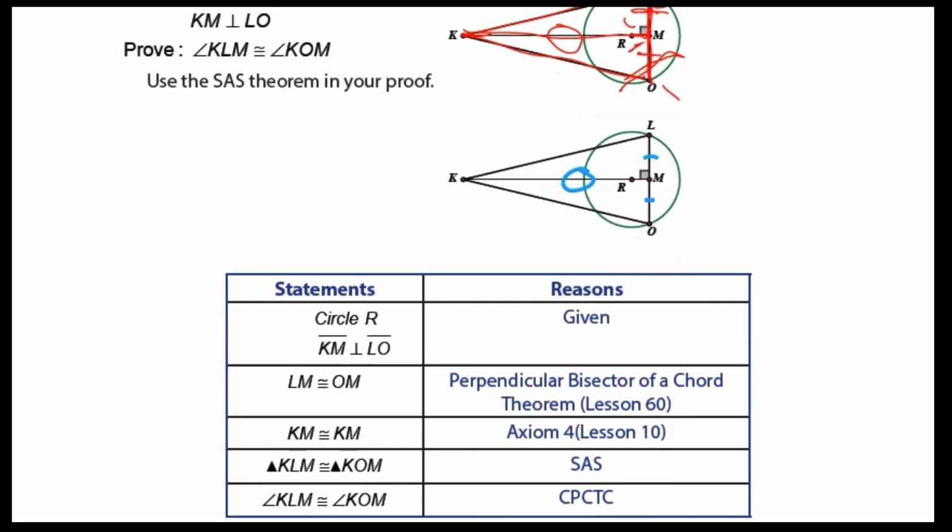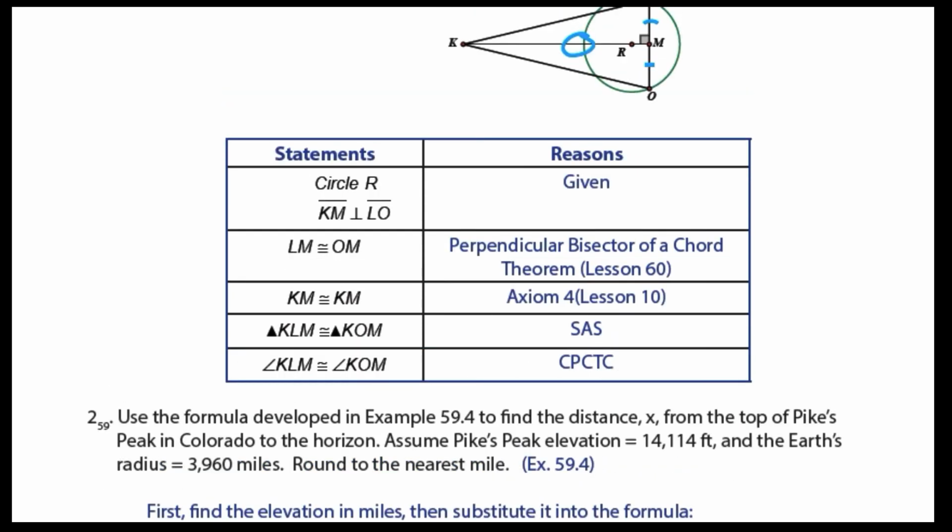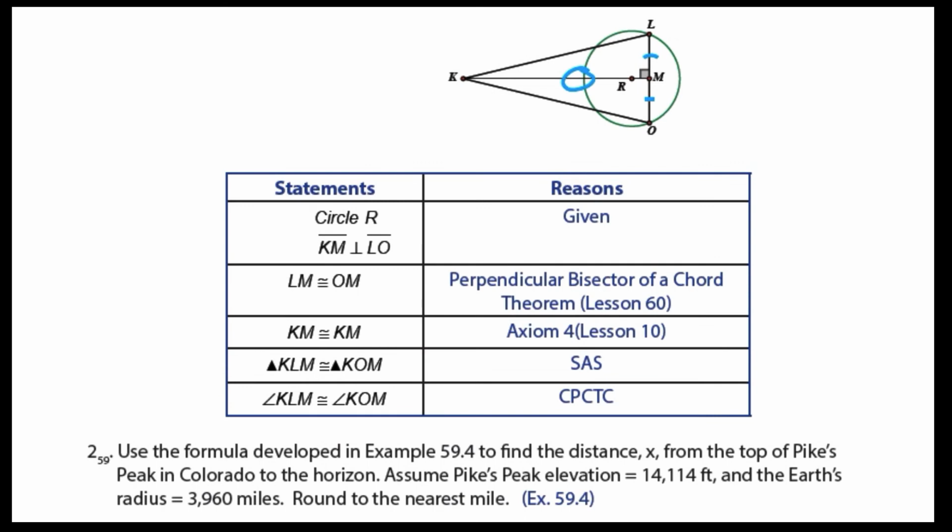So making that sketch and marking things off on it is always a very good way to get your bearings and to think about how you're going to prove that those angles are congruent. So write down our given information first, as always, and our reason for writing that. Circle R and KM is perpendicular to LO. That was given to us.